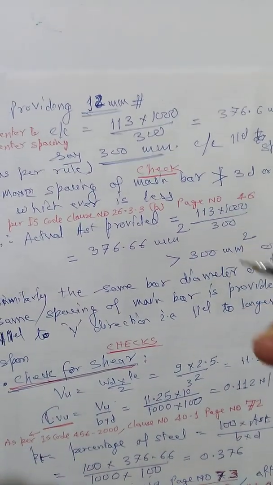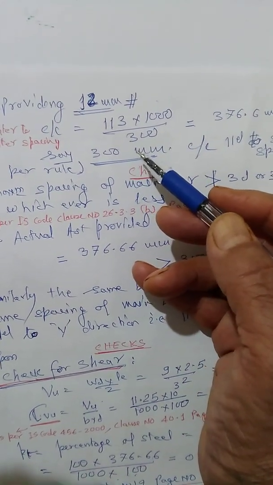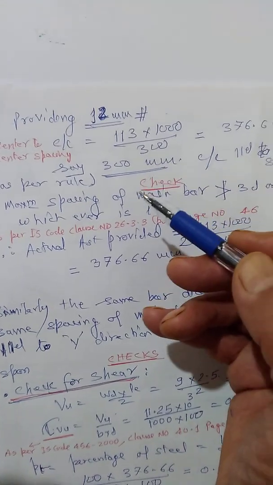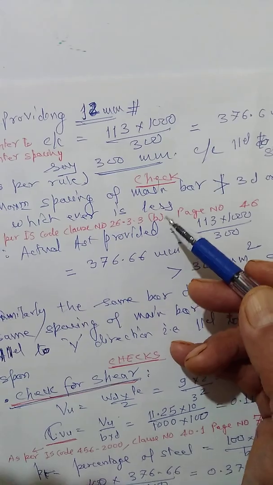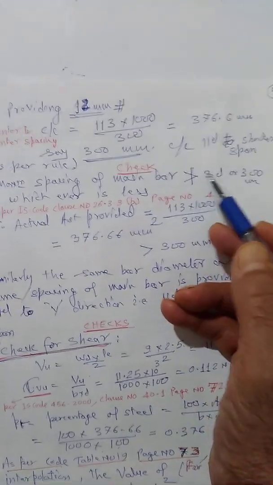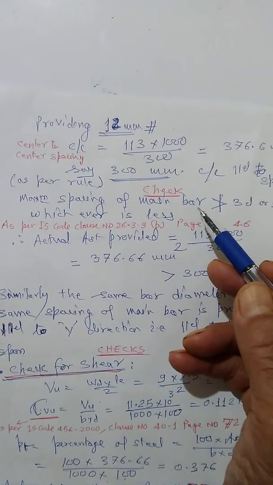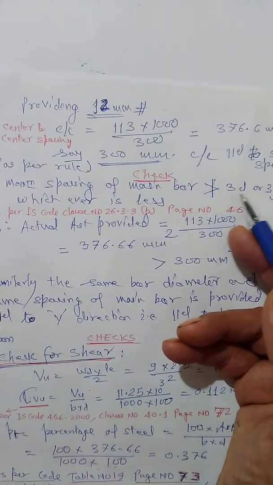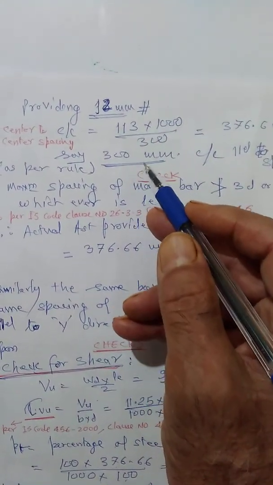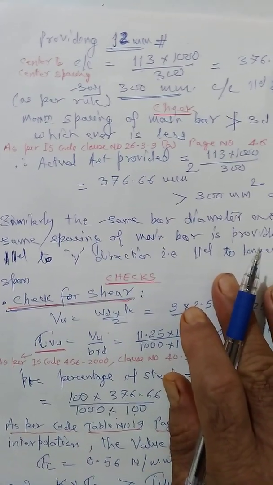Now we have to apply the check also, and this is always provided on the shorter span. We have to see whether this is adequate or not. For the maximum spacing, it should not be greater than 3D or 300 mm, whichever is less. When D is 100, 3D is 300. So we are providing 300 mm center to center, so it is adequate. So our spacing is right.